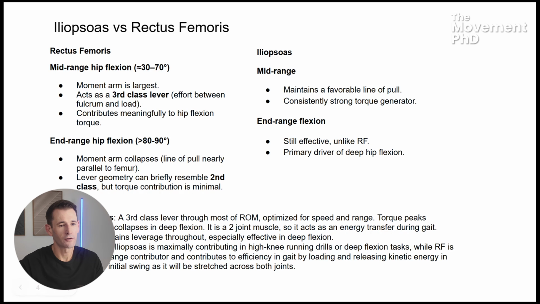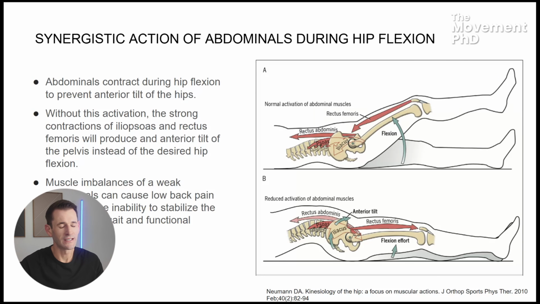So those are our clinical pearls and kind of a discussion of iliopsoas versus rectus femoris. Let's now talk about the synergistic activity of your abdominals and your hip flexors during hip flexion. For a muscle to be able to act upon its distal segment, you have to fix its proximal attachment point.